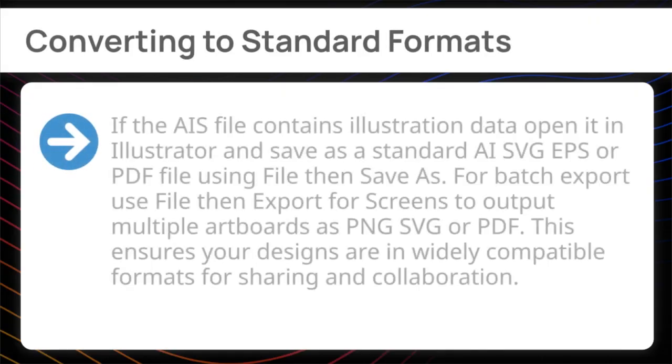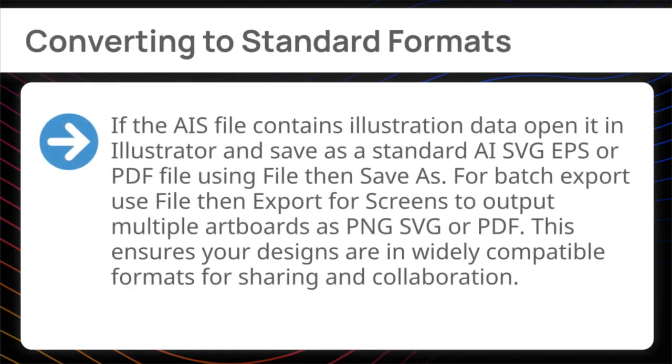Finally, converting to standard formats. If the AIS file contains illustration data, open it in Illustrator and save as a standard AI, SVG, EPS or PDF file using File then Save As. For batch export use, File then Export for Screens to output multiple artboards as PNG, SVG, or PDF. This ensures your designs are in widely compatible formats for sharing and collaboration.